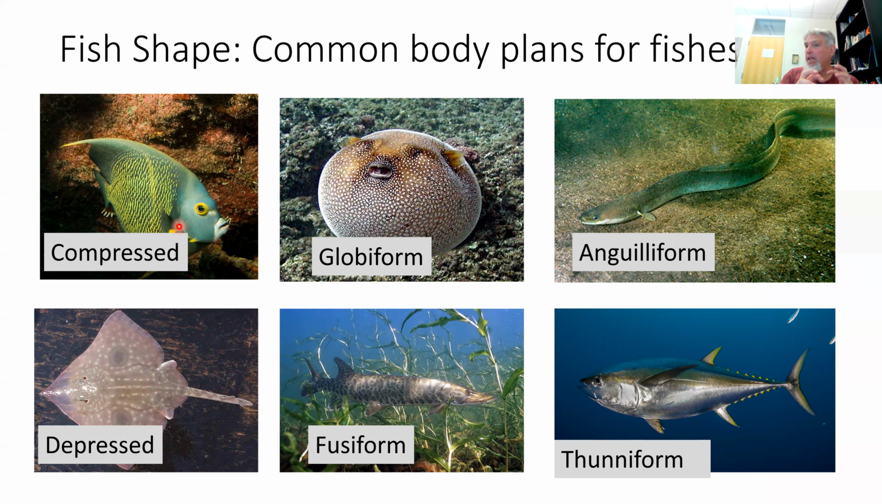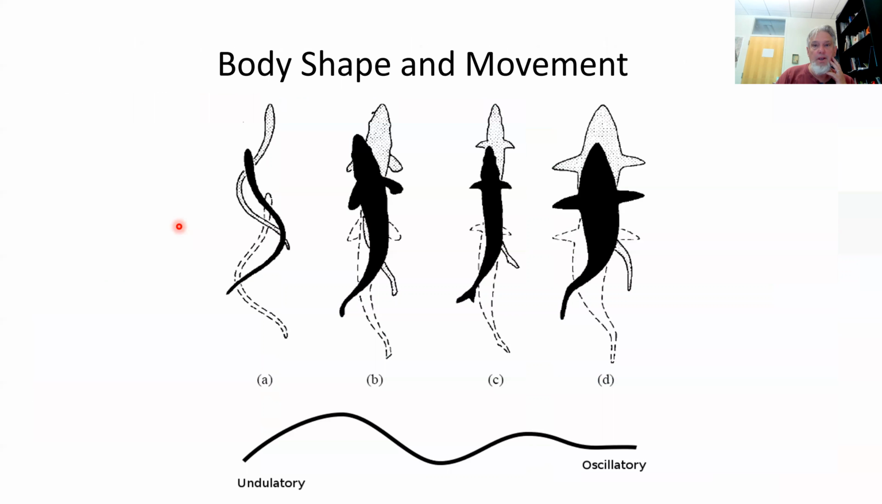Fusiform, which is like an elongated tubular form, tends to be favored by ambush predators that need short bursts of speed. And then tuniform, which is sort of missile shaped, for fishes that travel long distances at high speeds.